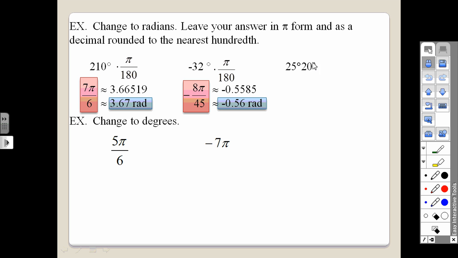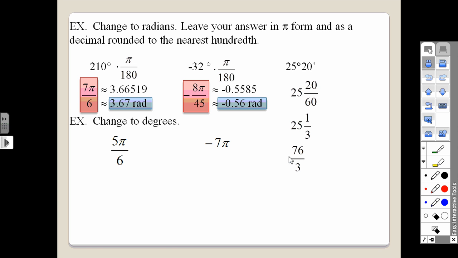So the thing is, this 20 minutes is just a fraction of a degree. So what we need to do is convert this into an improper fraction of degrees. So 20 divided by 60, so this is going to be 25 and 20 over 60. Simplify that, so it's 25 and a third, which converts into 76 over 3. So this is degrees, 76 over 3 degrees.